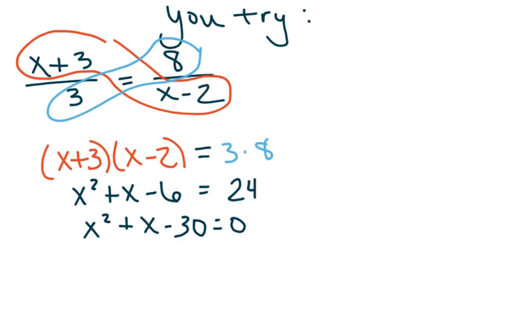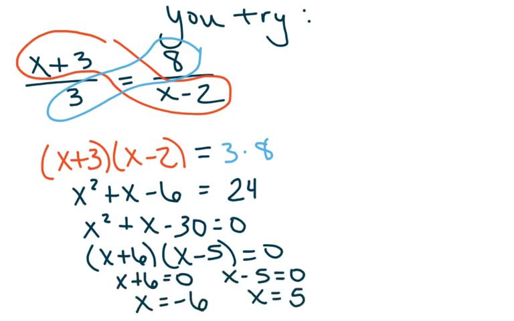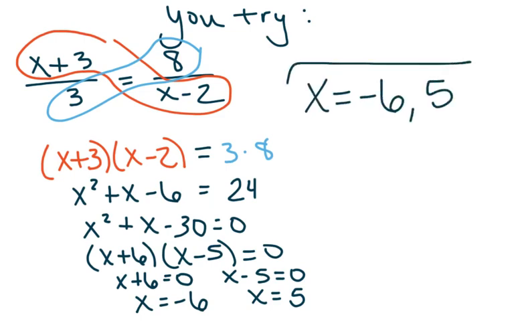And now I'm going to factor. This is how it factors. So now I'm going to set each of those quantities equal to 0 and solve. So I end up having two answers. X equals negative 6, and it also equals 5.